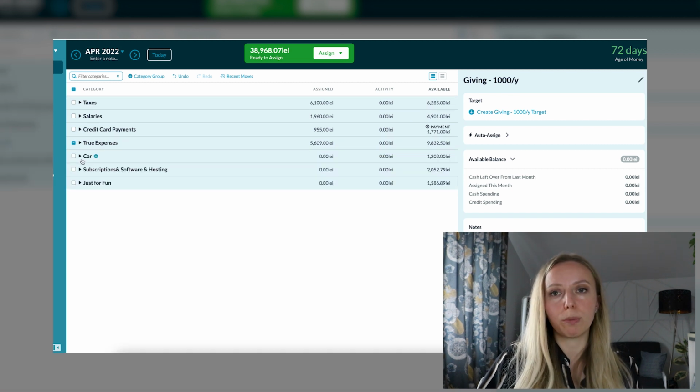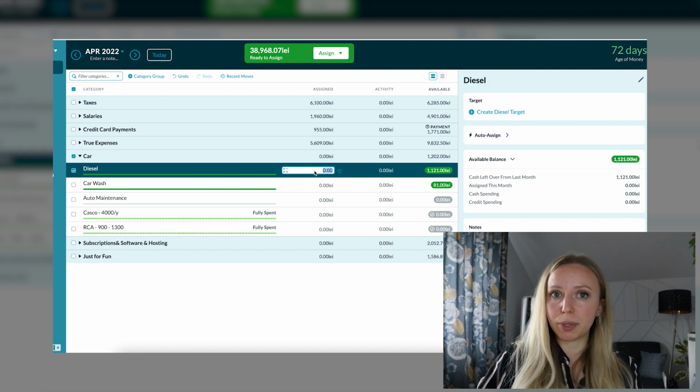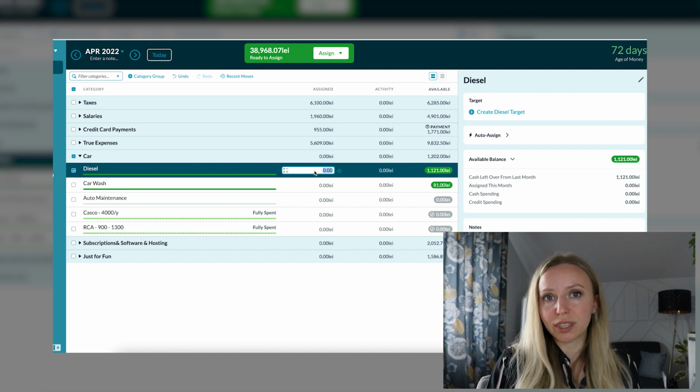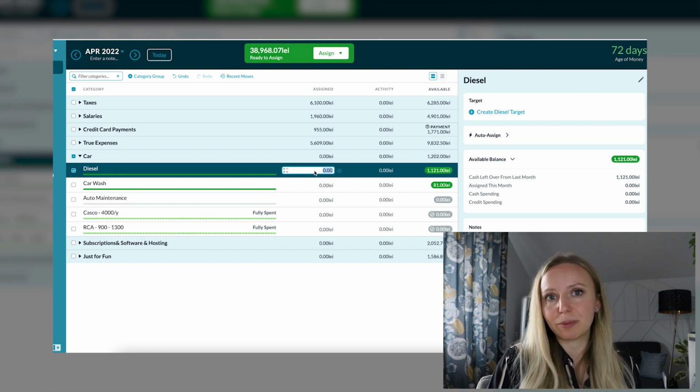Let's move on to my car category. And here we have diesel or gas, as some of you know it. Gas prices have been going up, and we pay almost 2 euros for 1 liter. And so that my American viewers can relate, 1 gallon has 3.7 liters. So we pay $7-8 for a gallon of gas. That is more expensive than in the US. So yes, happy times. Let's budget 300.